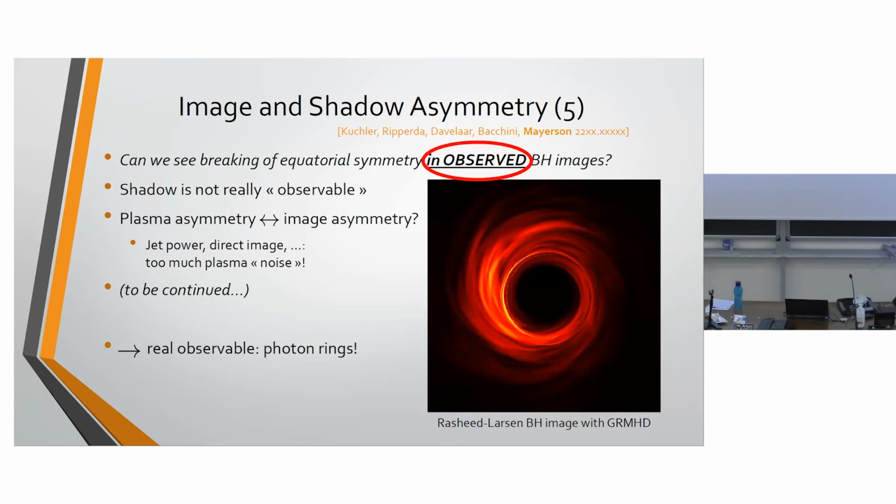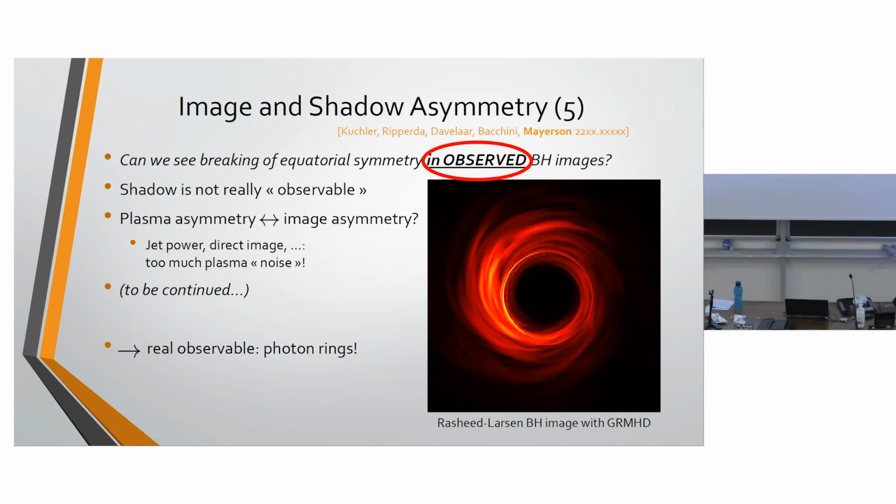This image, by the way, is an equatorial asymmetric object. It's a Rasheed-Larsen black hole image with some GRMHD plasma around it, right? Which is done by this PhD student Lorenzo Küchler at Leuven in Brussels, who is great with this stuff.